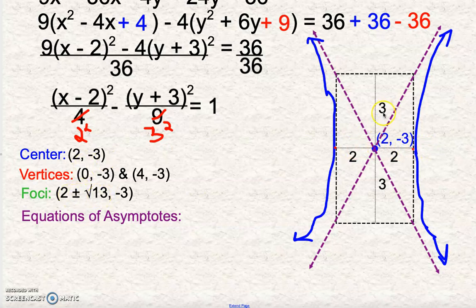And finally, look at the equations of the asymptotes. We know the slope is either up 3, right 2, or down 3, right 2. So we can pick this center point, and we know that it passes through 2, -3, and we know the slope is plus or minus 3/2. And that's perfect. You can leave it just like that.